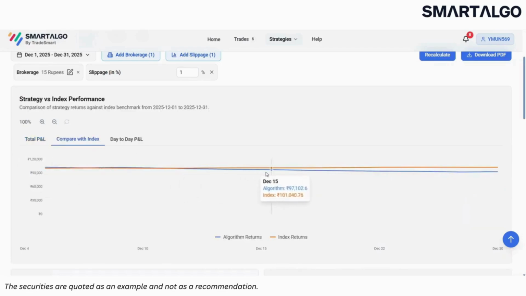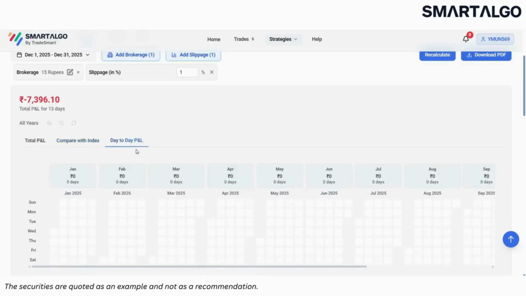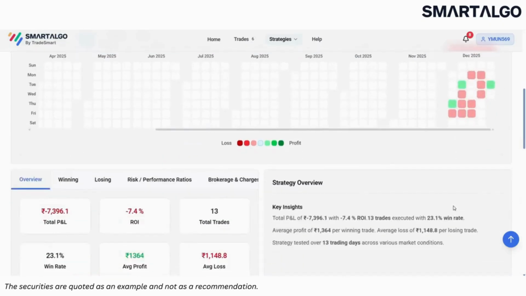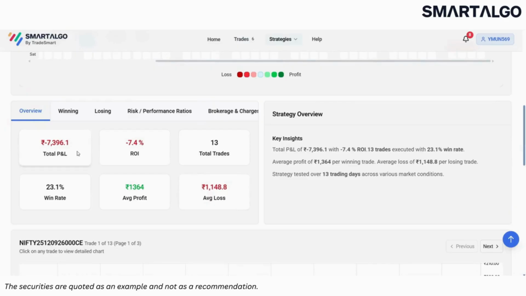You can compare your strategy's performance directly against a benchmark index, helping you understand whether your strategy genuinely outperforms the market. A day-by-day P&L breakdown gives you a granular view of consistency. You can see exactly which days were profitable and which weren't.